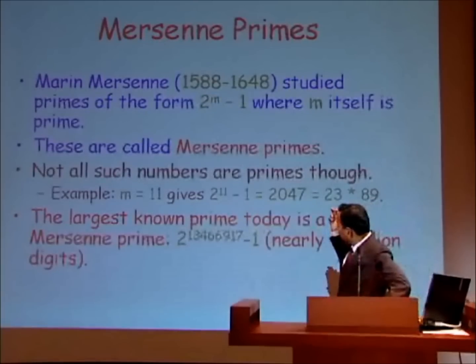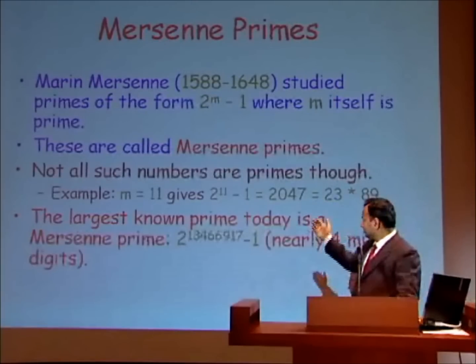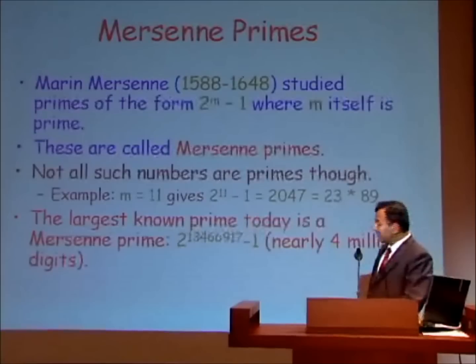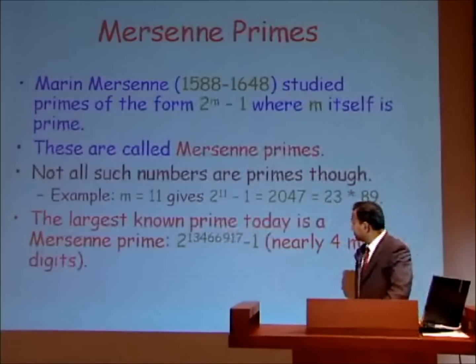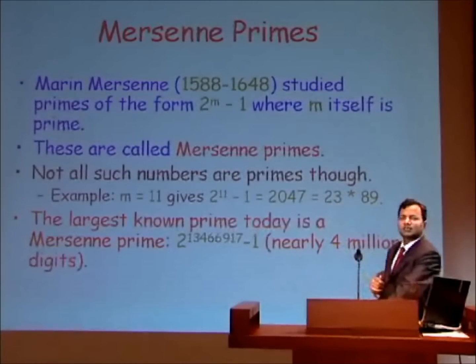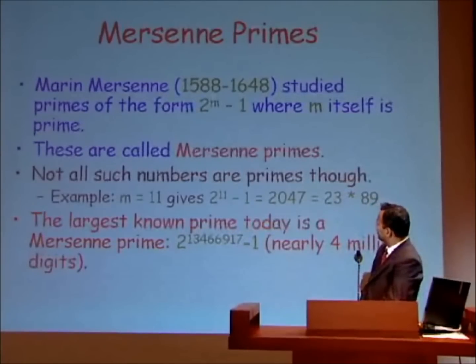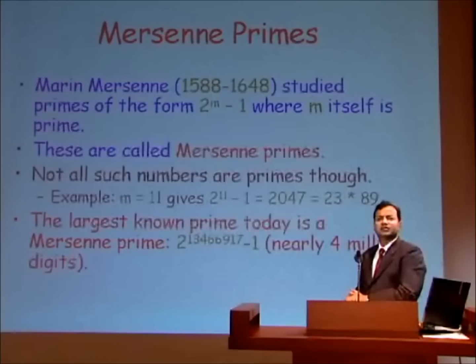Of course, not all such numbers are primes, as a simple example tells us: for m equals 11, we get the number 2047, which is a composite number. But these numbers are very nice in the sense that there seem to exist infinitely many primes of this kind, although it's not proven.